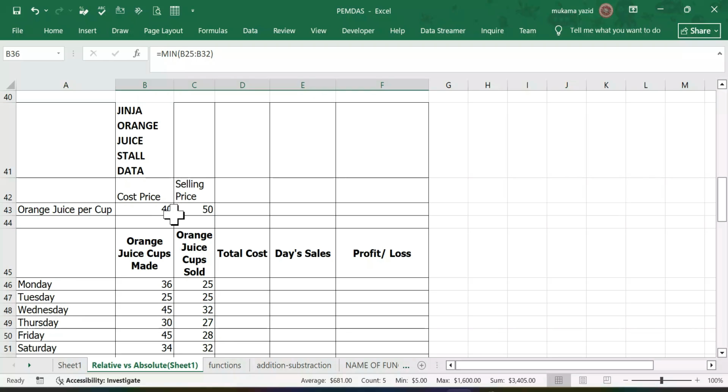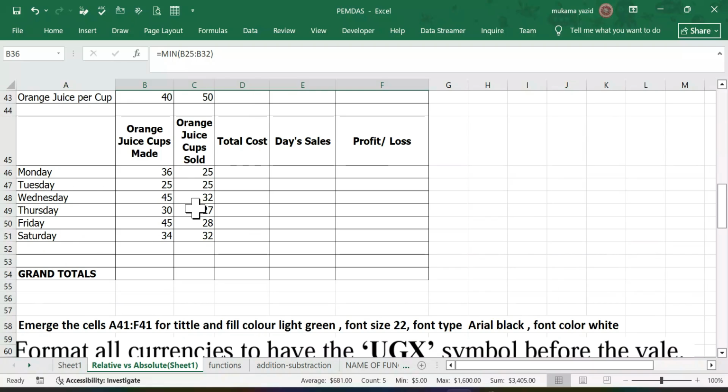If the cup costs you 40, you sell that one cup at this amount, 50. These are the number of days in a week that you managed to make some cups of juice. So here we have juice made, juice sold, and this is the total cost, day sales, and profit and loss.